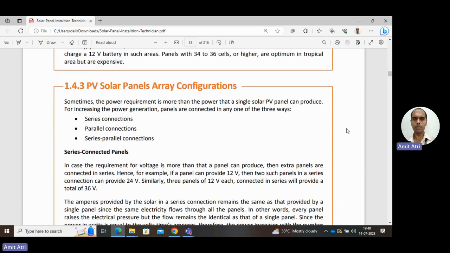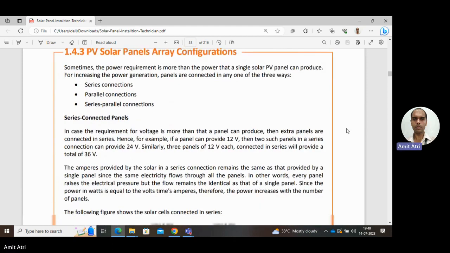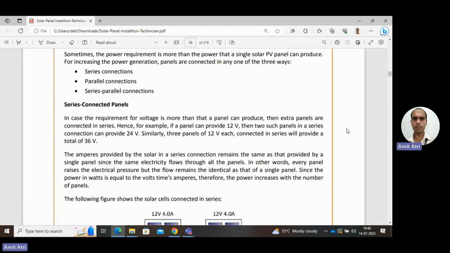Three types of configurations are there: series connection, parallel connection, and series parallel connection. What is the difference between these types of connections? We have also discussed this in our first unit 1.1. In series, the voltage across one element adds on with the voltage across another element, so voltage adds in a series combination, and the current remains the same.